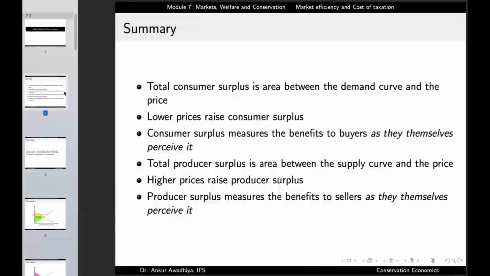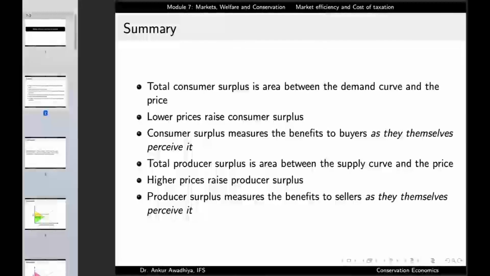And third, we observed that producer surplus measures the benefits to the sellers as they themselves perceive it. Because what the producer surplus is measuring is the difference between the price of the good and the cost that it takes to make that good or to provide that good. So in the example of this pen, the price of the pen was 20 rupees, but if the producer was able to make it and provide it for just 10 rupees, so the difference, 20 rupees minus 10 rupees, which is 10 rupees, is the producer's surplus, or in other words, the profit that the producer is getting.